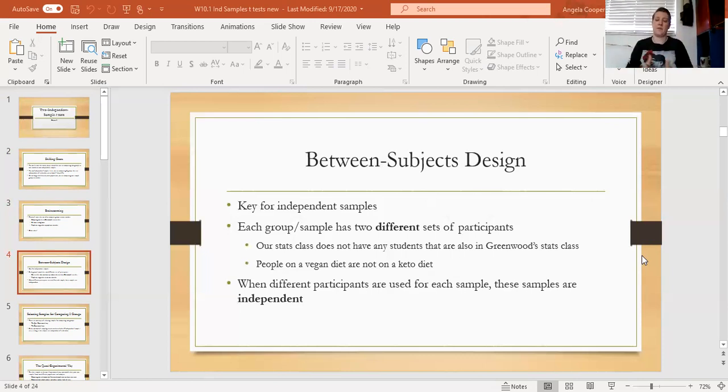So for example, if I were to split the class in half down the middle, 20 and 20, half of you get the study guide, half of you don't. Well, the 20 in the study guide group are going to be a completely different set of people than the 20 in the not study guide group. The people in our class are going to be different from the people in Greenwood's class. You're not taking the same Psych 42 class more than once in the same semester.